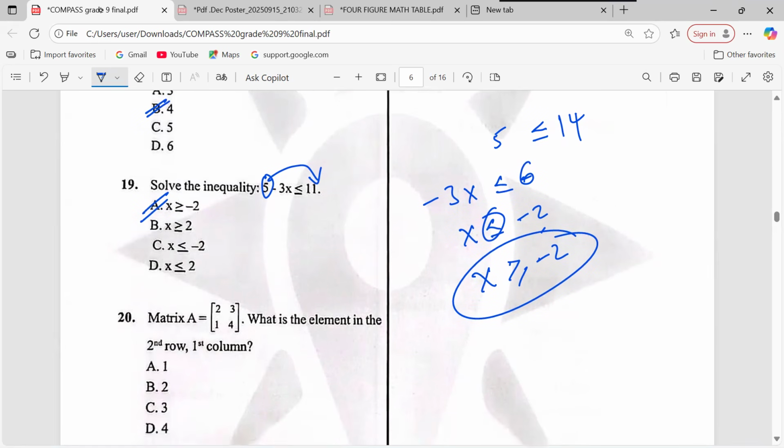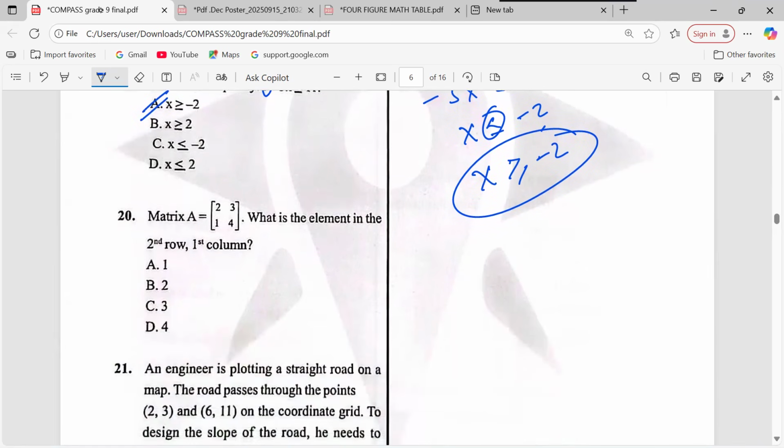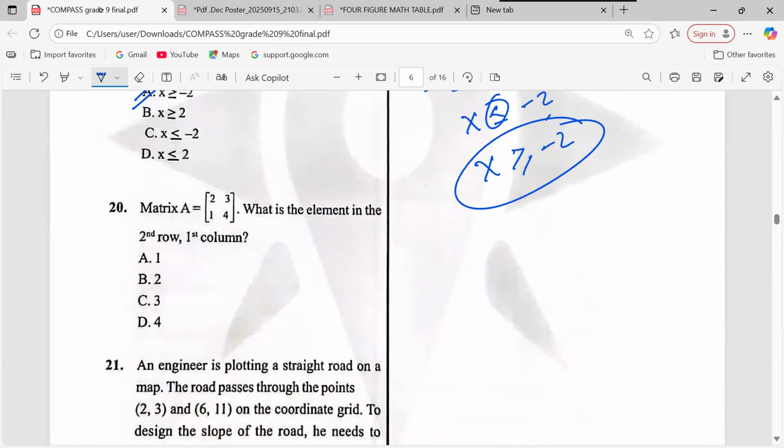the appropriate answer. 20. Matrix A, 2, 3, 1, 4. What is the element in the second row, first column? So we're supposed to know that these are rows. So it has 2 rows. Then we also have columns this way. So second row is this one. First column now is 1. That is the first column.